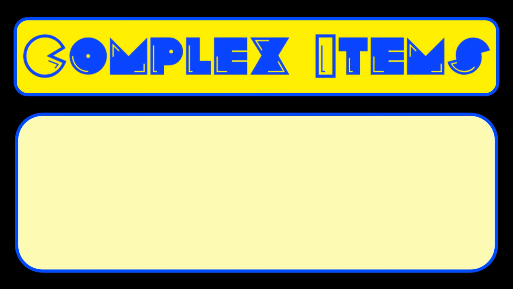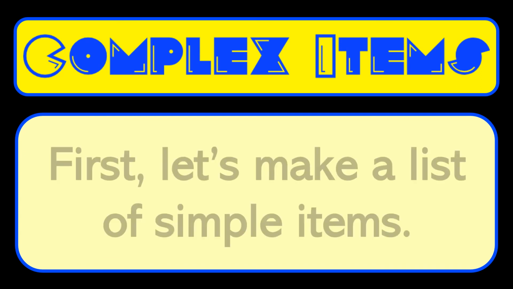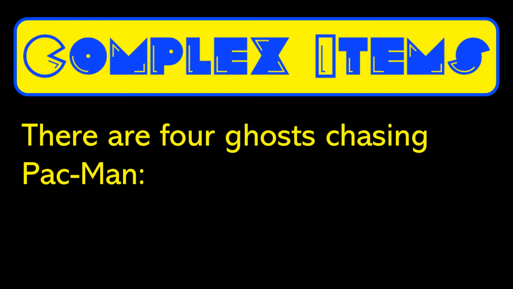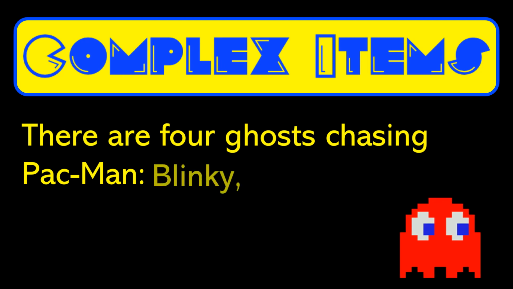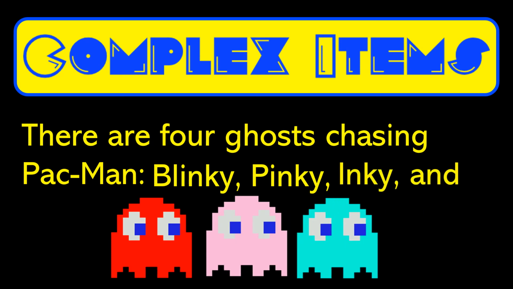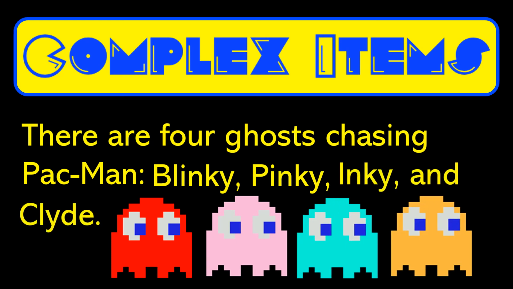Now that we know how semicolons can link independent clauses, let's see how they can separate complex items. Before we go into the complex items, let's first make a list of simple items so that we can see the difference. There are 4 ghosts chasing Pac-Man: Now here we have a colon, not the semicolon. We're using the colon to introduce a list. Blinky, Pinky, Inky, and Clyde.